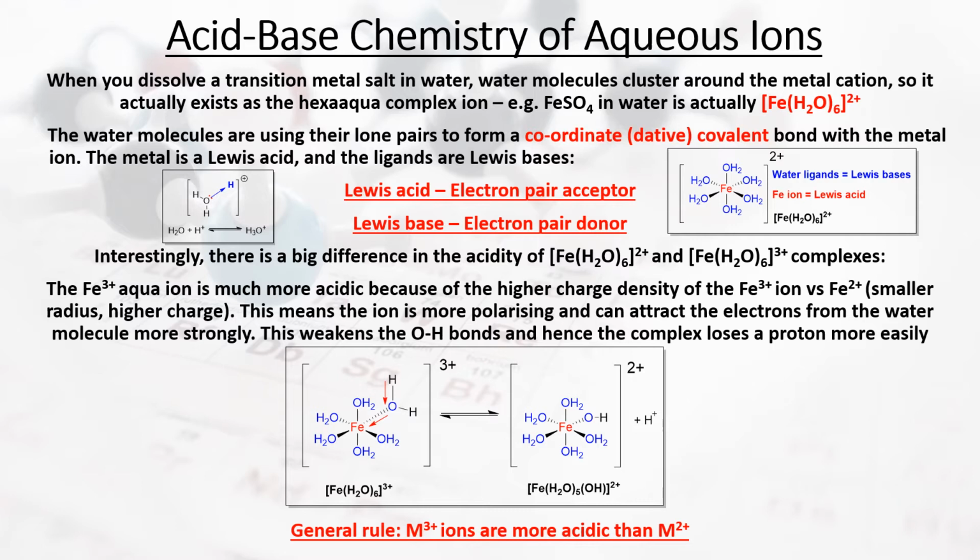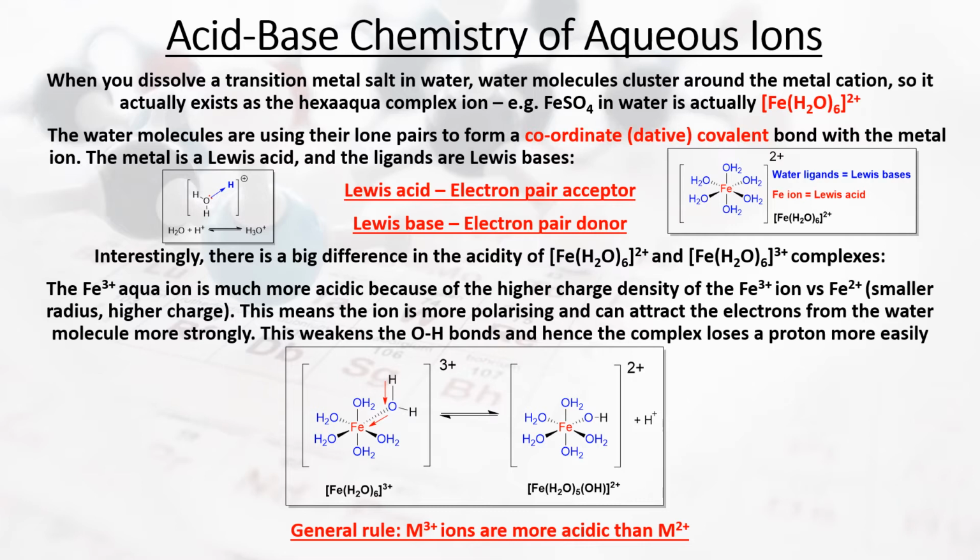You can think about the fact that as we get to higher charges on our ions, we pull our electrons closer in to that more positively charged nucleus. And so the Fe3+ is both smaller and has a higher charge than the Fe2+, and therefore we say that it has a higher charge density, or a higher charge to size ratio. Now what this means actually is that we increase the polarizing power of our metal atom. And so what this means essentially is that we can attract electrons from the water molecules more strongly.